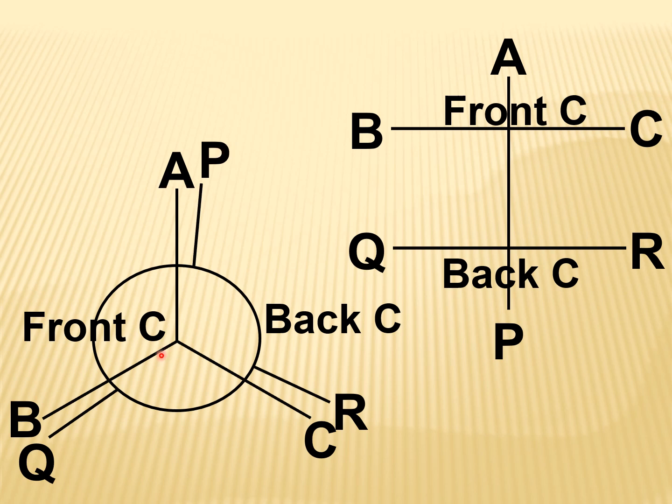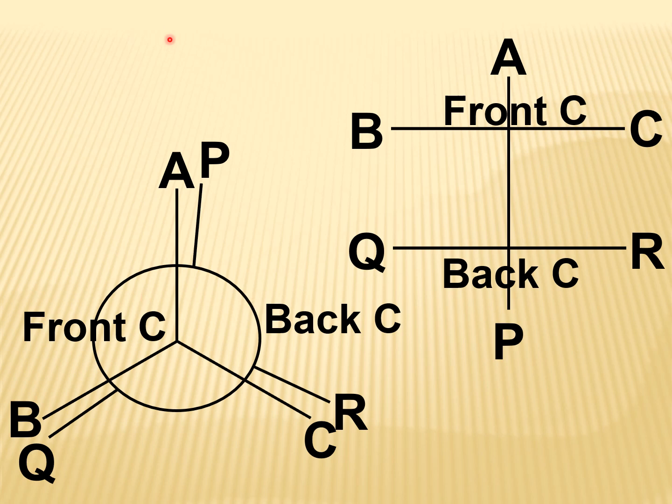Okay, then left of A you have B, so you write that left of A is B, right of A is C, so you write that here. Similarly, left of P is Q, so put that on the left, and right of P is R, so put that on the right. So this is how you can convert a Newman projection to the Fisher projection. Newman and Fisher, these are most commonly used in stereochemistry.